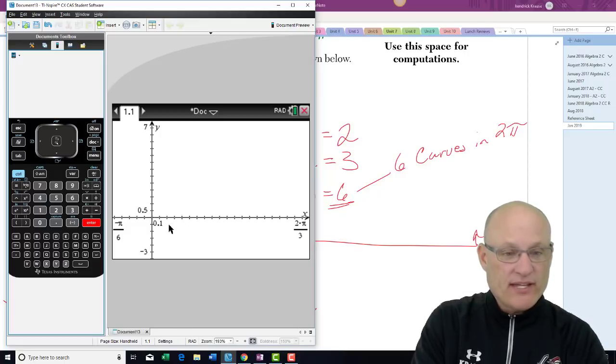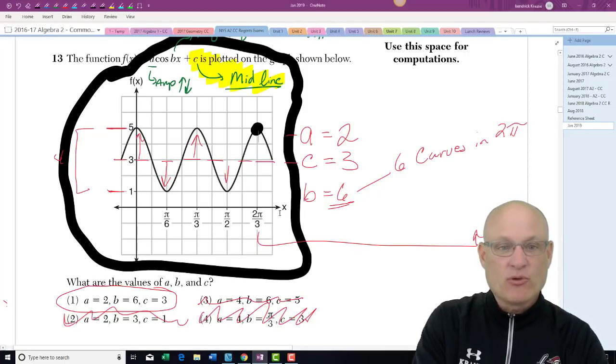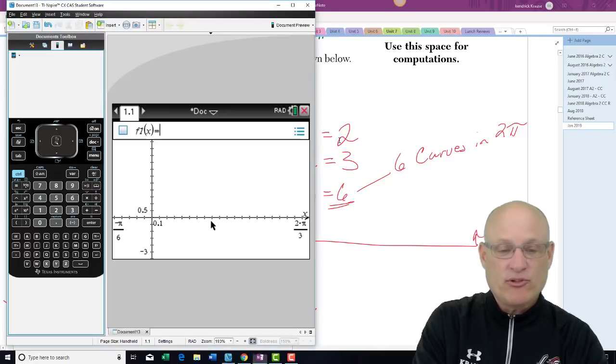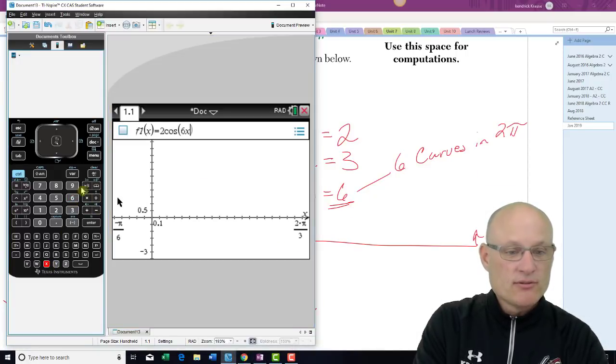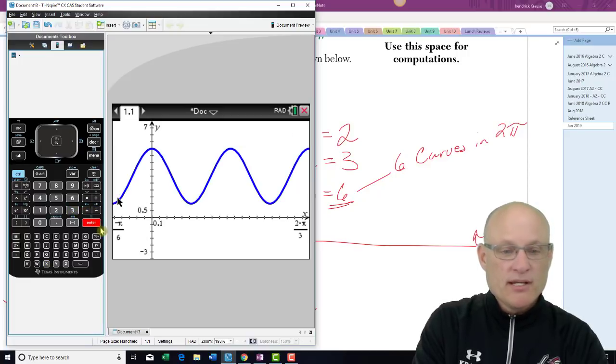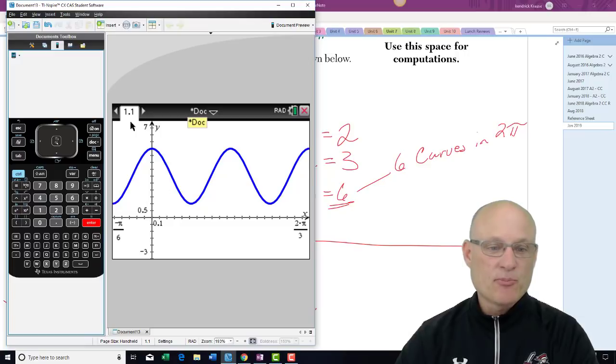So here's what we're going to do. We're going to press tab, and I'm going to type in what they said was the answer. They said the answer was A, which is 2 cosine bx, so 6x, and then plus 3. Now, we're not going to look at this part over here. We're only going to start looking right here.